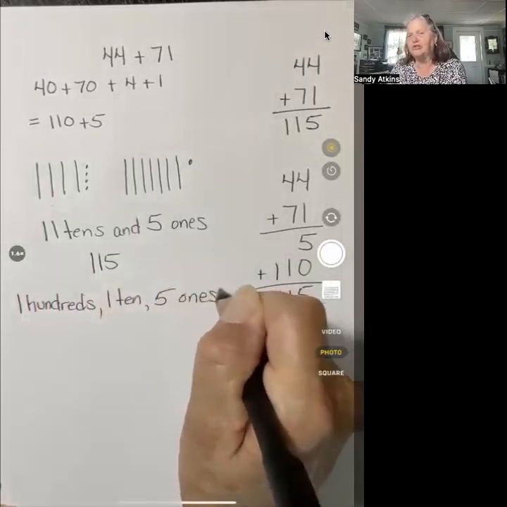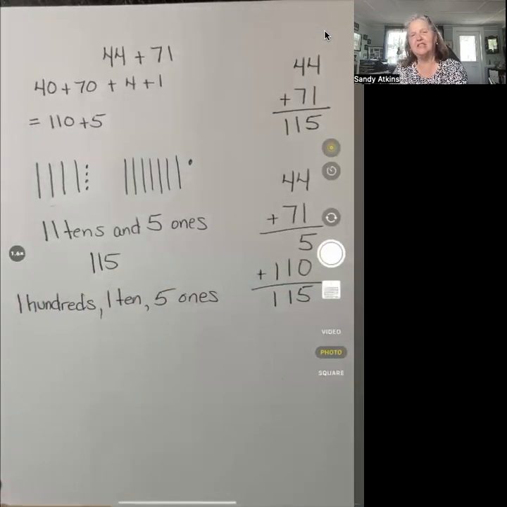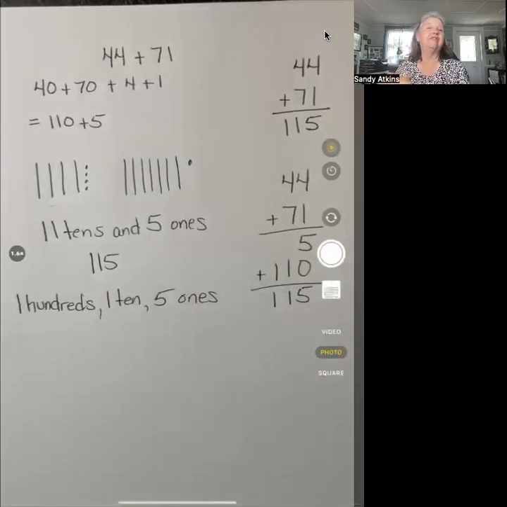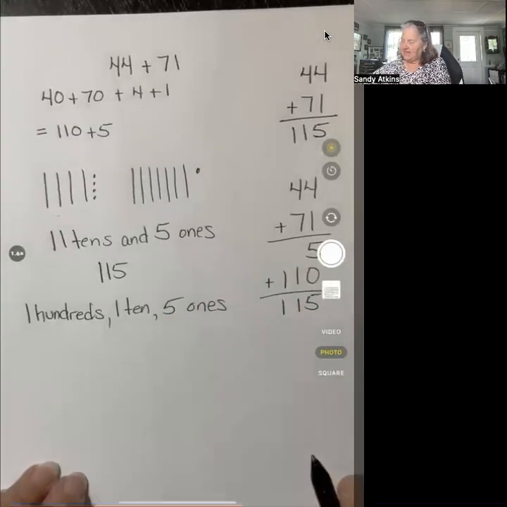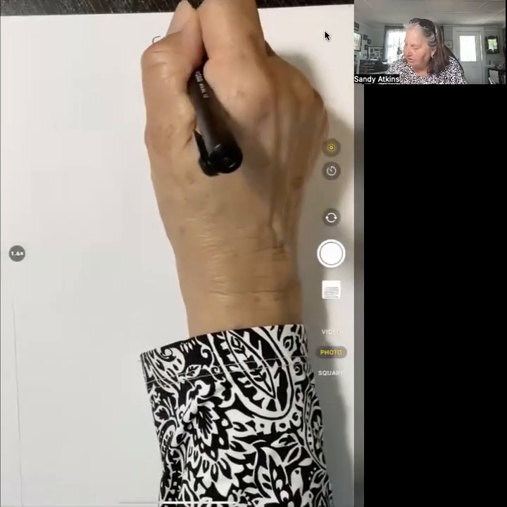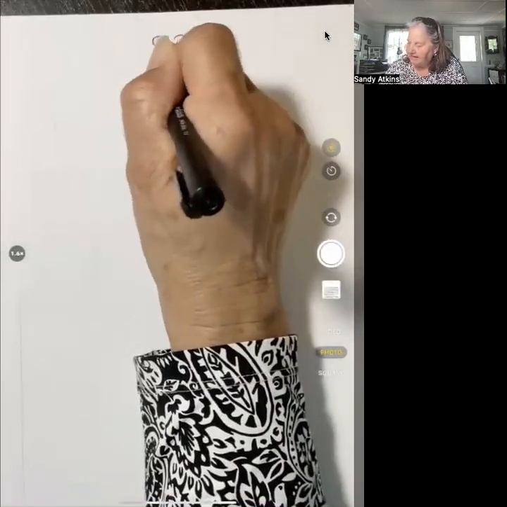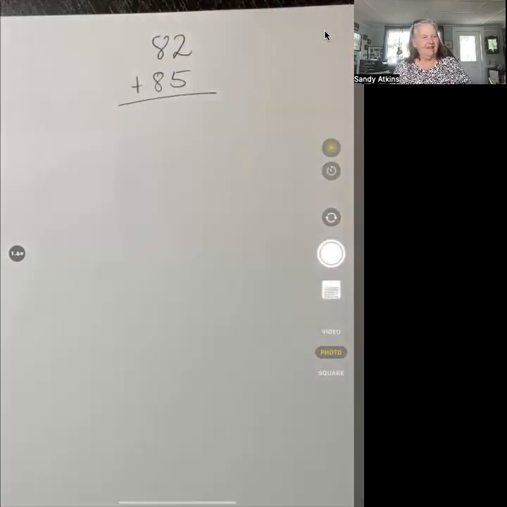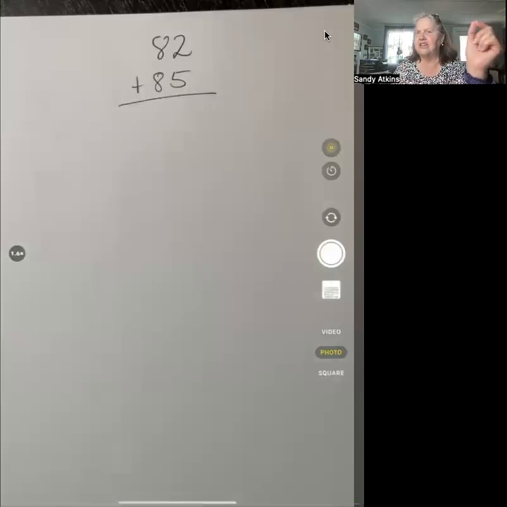So all the work your children are doing with base 10 blocks, it's helping them understand equivalent ways to write the same number. So these are some things you may see for that first problem. And then we had the 82 plus 85. Now, again, if you haven't, pause the video, try these. But you know, the first thing I saw when I saw this was that double 8, double 80.